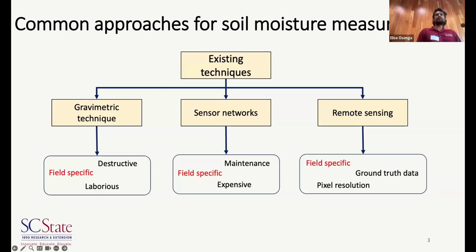So what we mean by field specific here is your soil samples that you collect in gravimetric technique, the sensor networks, the data you get, or the remote sensing models you build are all field specific in nature. They are not easily transferable to any new field that you want to work in. So we identify there is a gap over here. Can we provide a field agnostic solution where we can address this challenge that scientists or farmers or any stakeholder faces?